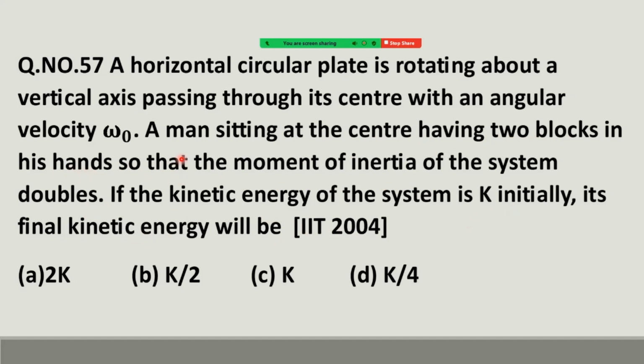So here the key point is when the man sitting at the center has two blocks, the moment of inertia of the system doubles. So we have learned that I omega is a constant, right? So when the I value is doubled, omega becomes half. So he's asking about kinetic energy. Let us see.